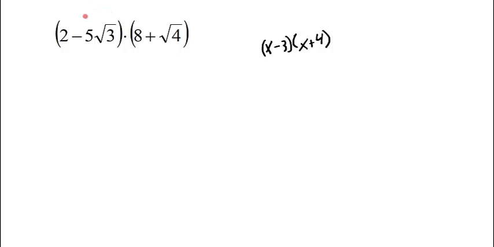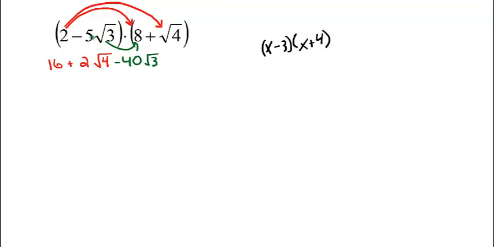So we're going to start off with doing 2 times 8, which is 16, and then 2 times the square root of 4, that's going to be plus 2 times the square root of 4. And then we come back down through here, we do negative 5 square root of 3 times 8, and that's going to be minus 5 times 8, that's 40, and then times the square root of 3. Okay, remember, never multiply a number by itself by whatever is underneath it. Like, don't do 8 times 3 to give you 24.